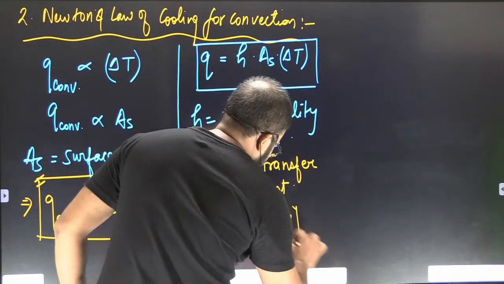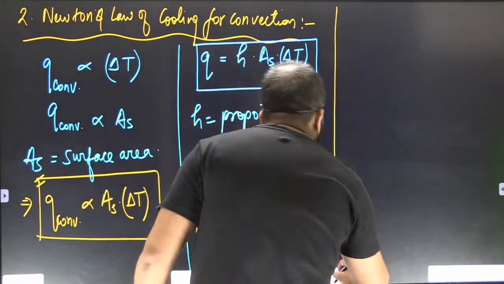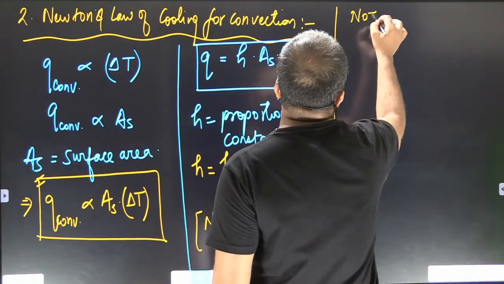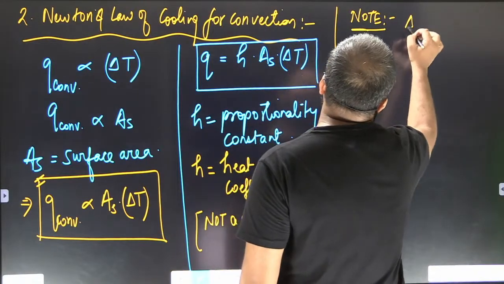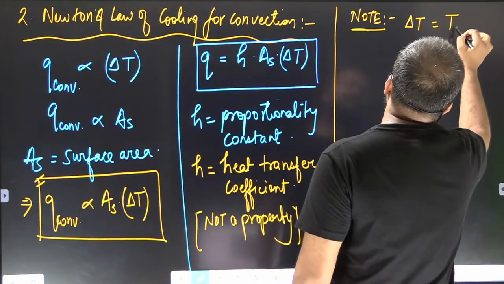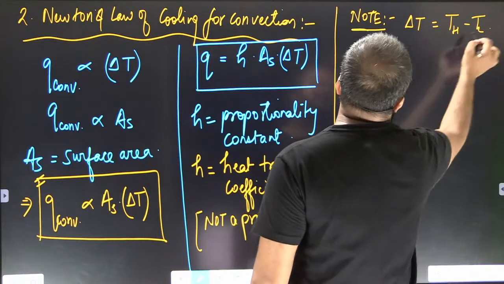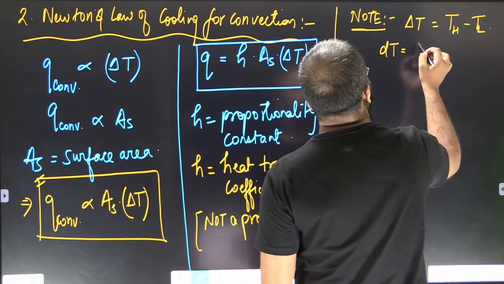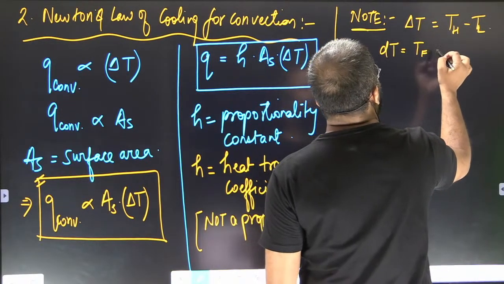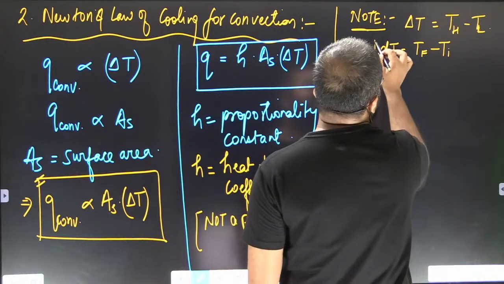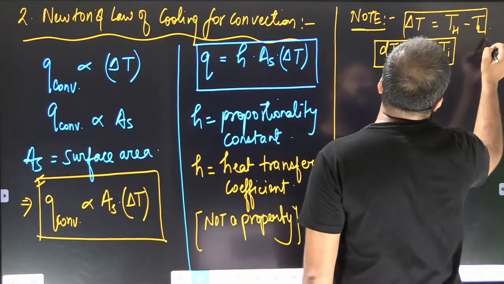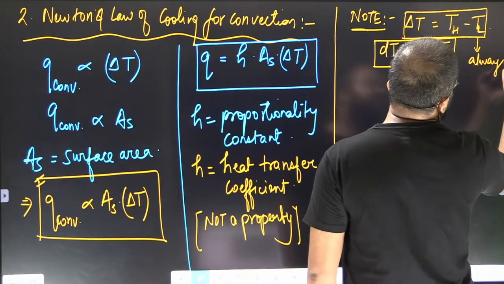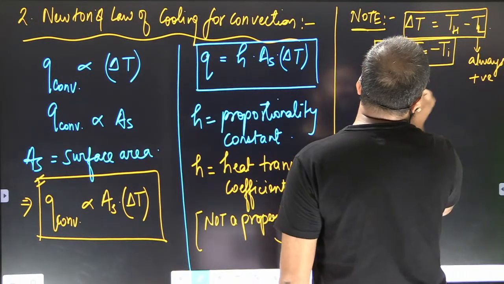Why? I will tell you. But before that, please note this concept. This is very important. Whenever I am saying delta T, it means high temperature minus low temperature. And whenever I am saying dT, it means final temperature minus initial temperature. Delta T is higher minus lower. It is always positive. And dT is always negative.